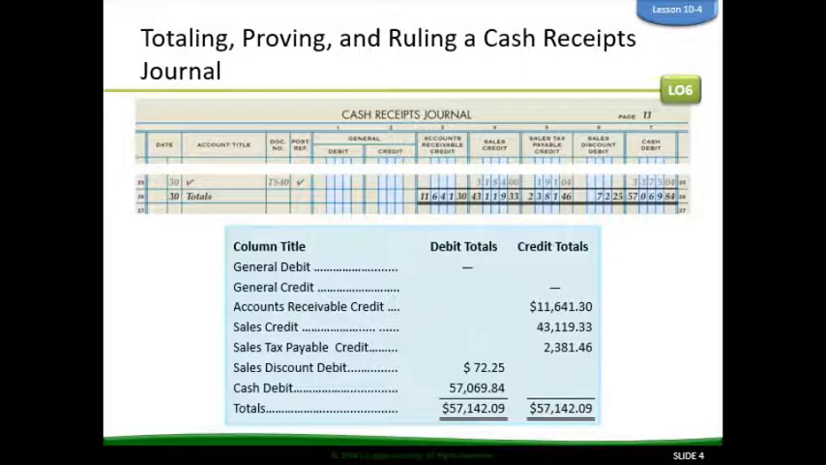Sales tax payable credit, same thing. It's a credit of $2,381.46. Sales discount debit, you need to put that in under the debit totals, $72.25. And then you have the cash debit of $57,069.84. You total those two debit and credit columns up down below, and they should equal. Remember, our debits and credits always have to balance. If they don't balance, you need to go check your math and your entries if it's not just a mathematical mistake.